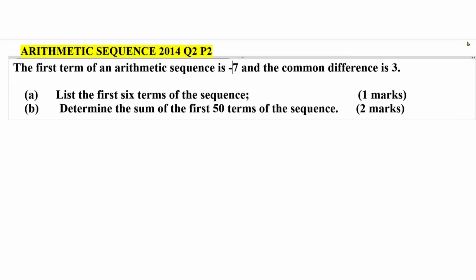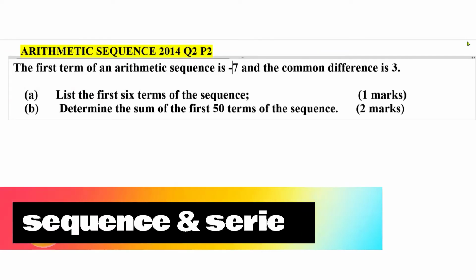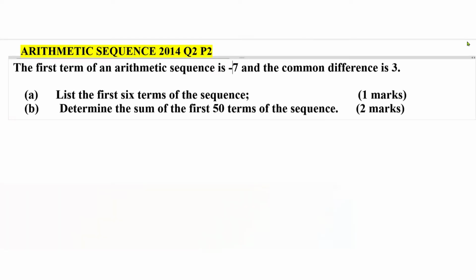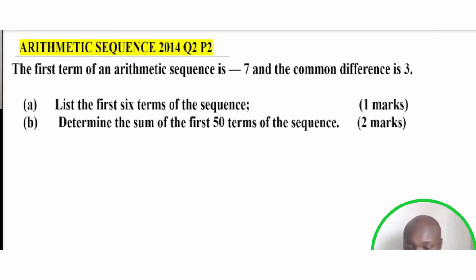The first term of an arithmetic sequence is -7, and the common difference is 3. A. List the first 6 terms of the sequence, 1 mark. B. Determine the sum of the first 50 terms of the sequence, 2 marks. So that is the question. Let's go straight to the solution.